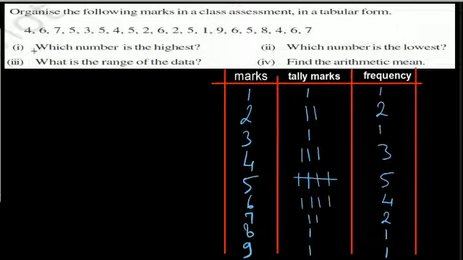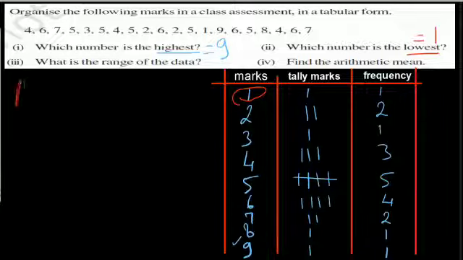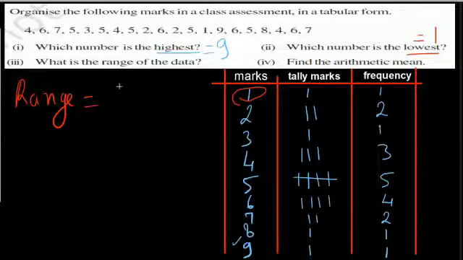Now move to the first part. Which number is the highest? 9 is the highest. So the answer is 9. Now which number is the lowest? The lowest number is 1. So the answer is 1. And what is the range of the data? Range is equal to highest observation minus lowest observation. Highest observation is 9, lowest observation is 1. So the answer is 8.